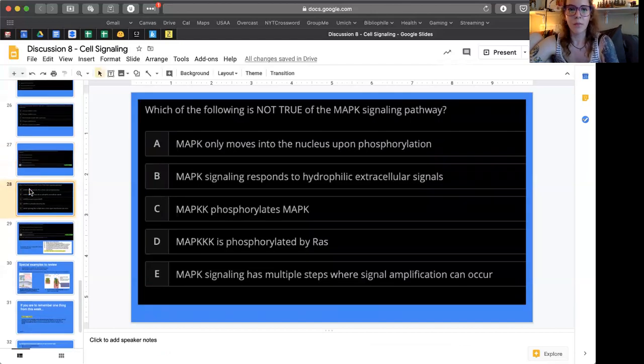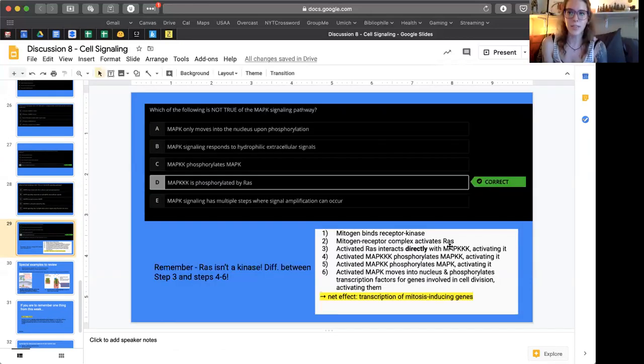Okay, one last question. Which of the following is not true of the MAPK signaling pathway? I'm going to let you guys read these on your own. Ultimately, I just wanted to put this one in here to reiterate the fact that RAS is different than the rest of these steps. All the MAPK kinases, hopefully the name will help remind you, work by phosphorylating the next thing in line to activate it. But step 3 is different because this RAS protein is not a kinase. So that initial MAPK protein is becoming activated via a different method. Here it's going to be binding directly to this RAS protein.